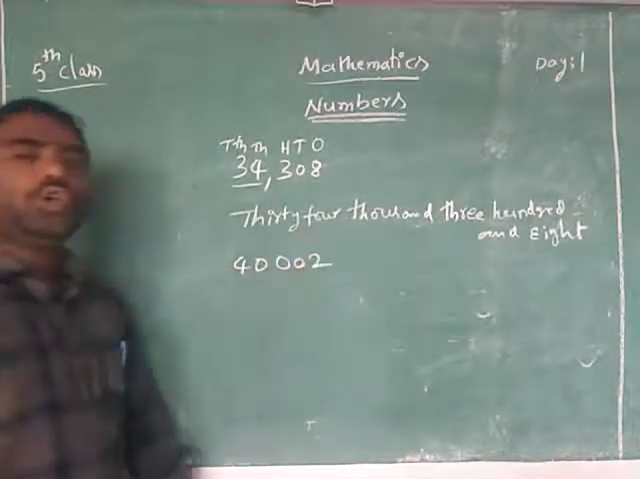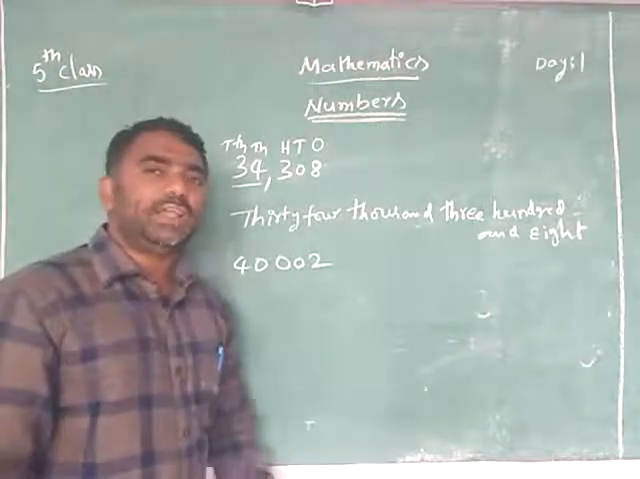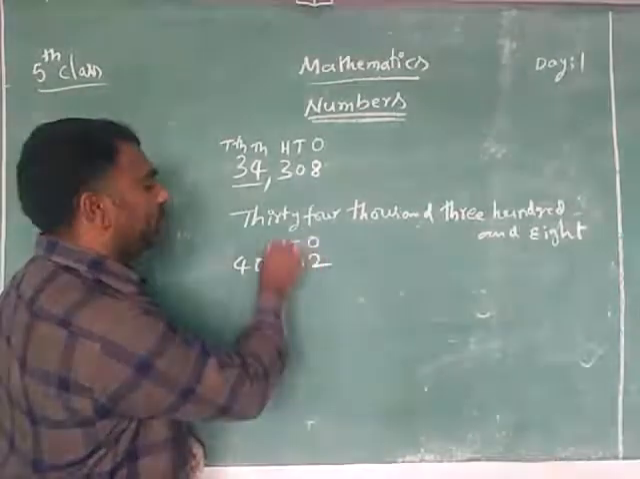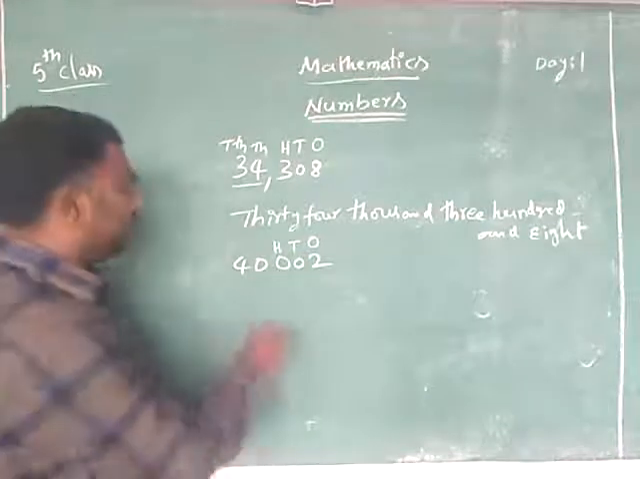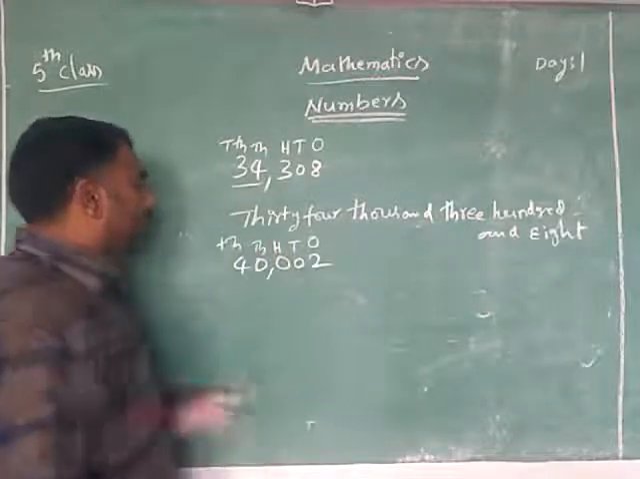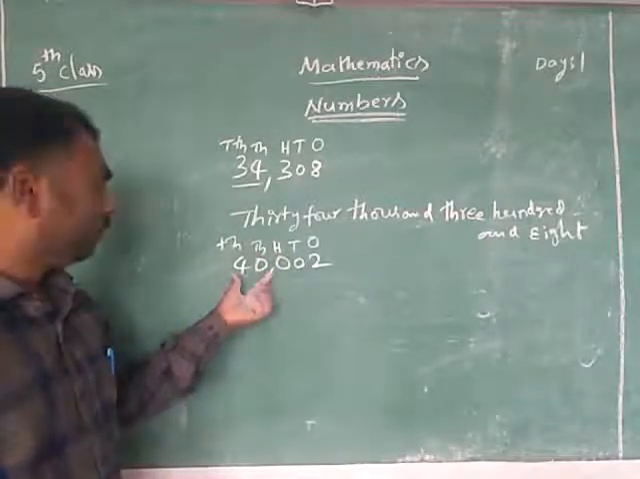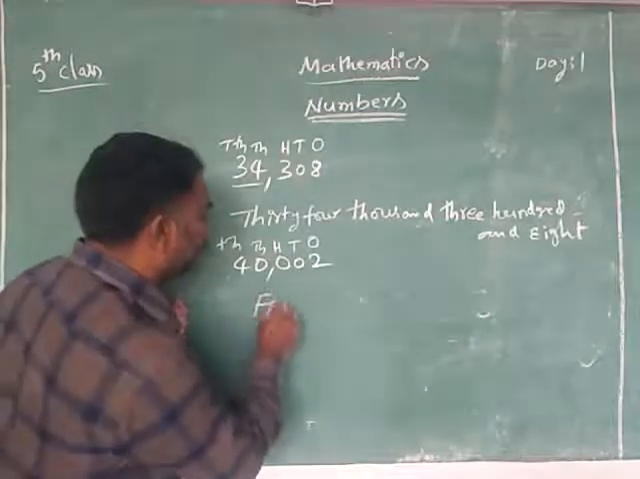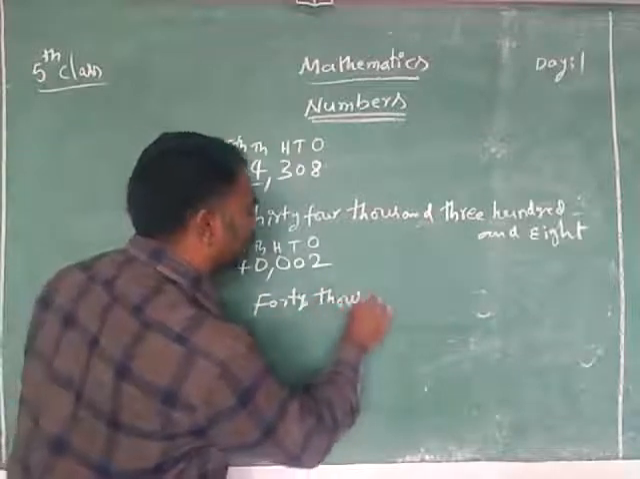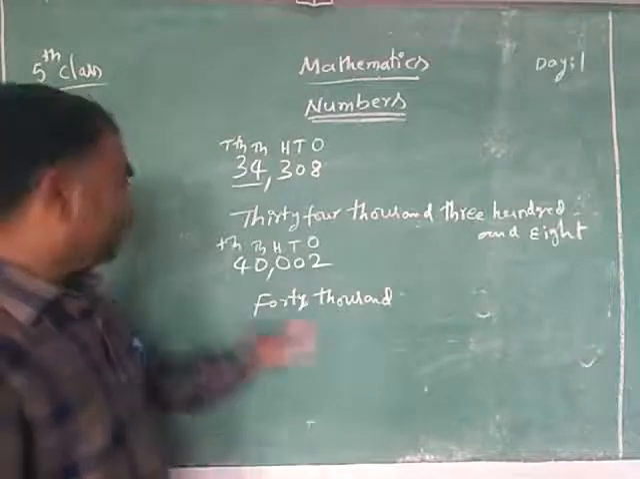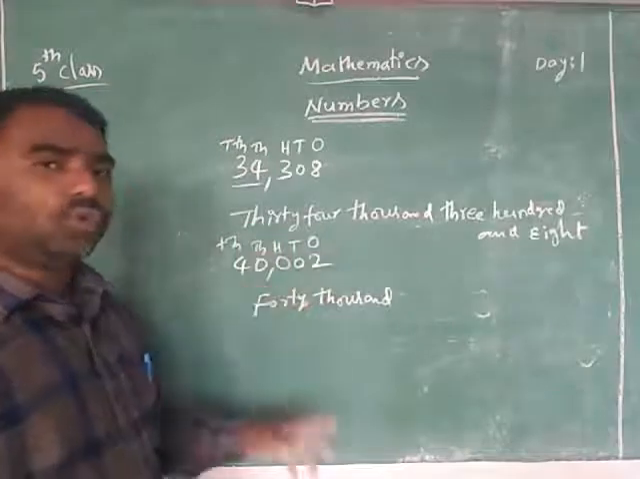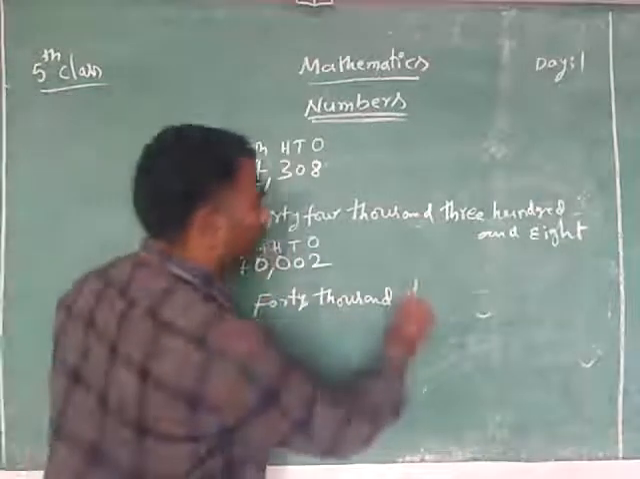I have given this number. How do you read it? First, when you are reading the number, you read using the places: ones place, tens place, hundreds place. After the hundreds place there will be the comma, then the thousands place and 10,000 place. Now read before the comma: what is there? 40, and it is thousands, so 40,000. After the comma, only 2 is there. No hundreds and no tens, only 2. That's why it is called 40,002. Simple.